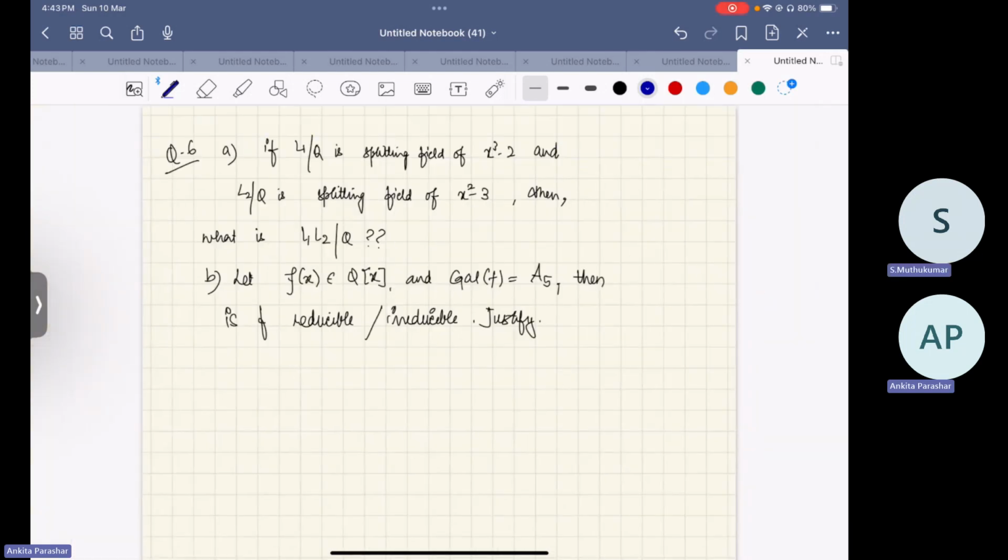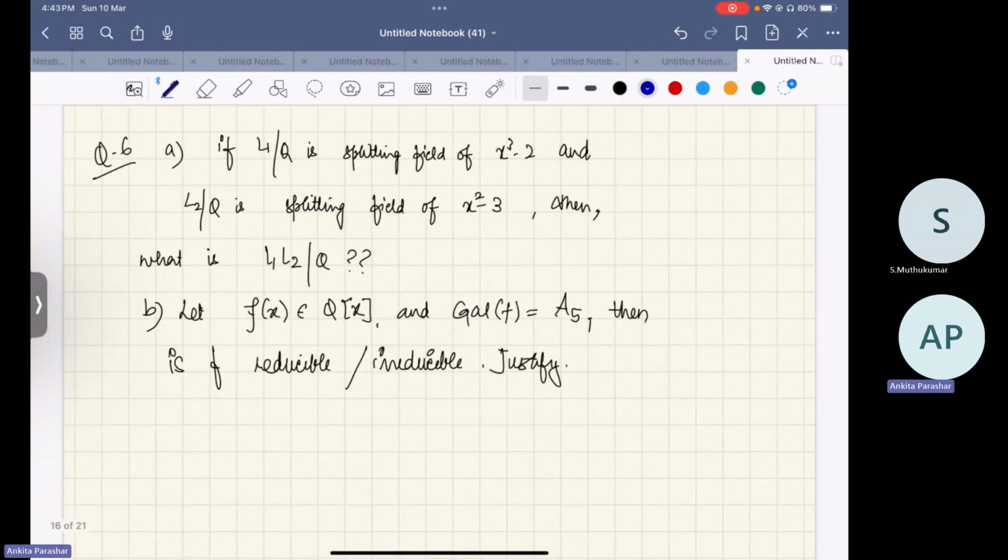So let's go quickly to other questions. Let L1 over Q be the splitting field of x cube minus 2, and L2 over Q be the splitting field of x square minus 3. Simple polynomials. What is the composite of L1, L2 over Q?